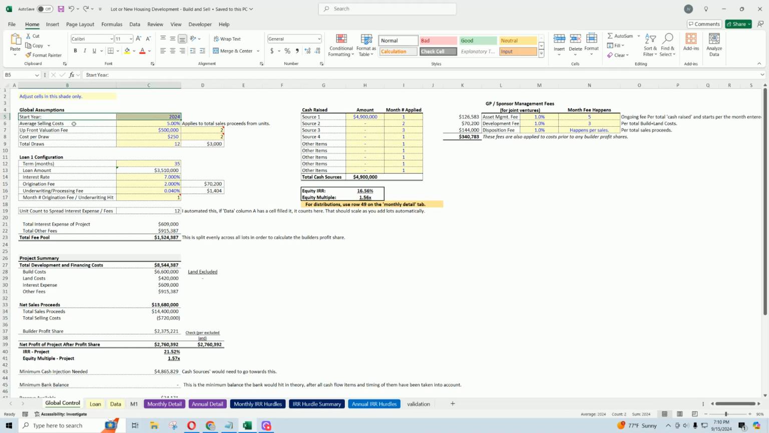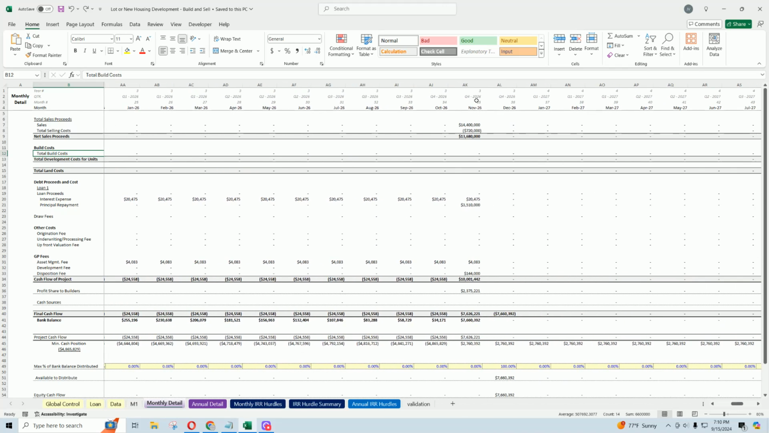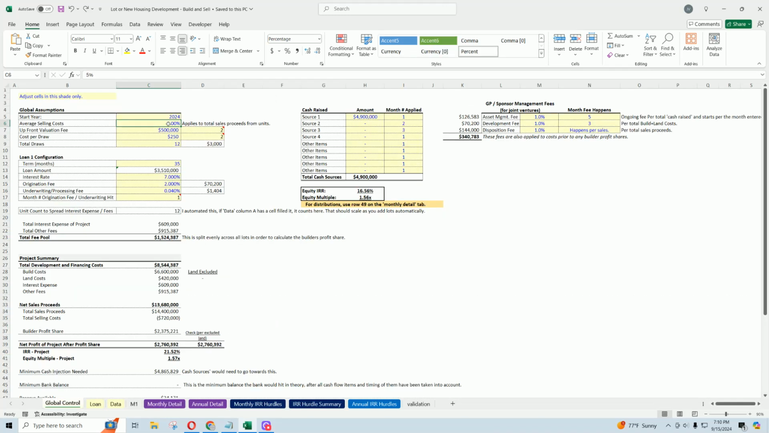But we have start year, we have average selling cost. This just applies every time there's a sale. Right now we're selling them all in month 35. There'll just be a selling cost associated if you enter a percentage in here. That's what that cost is.